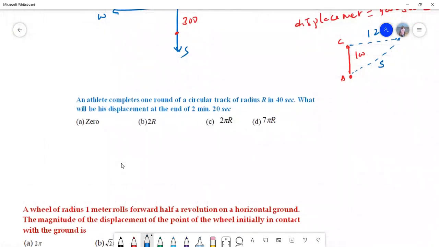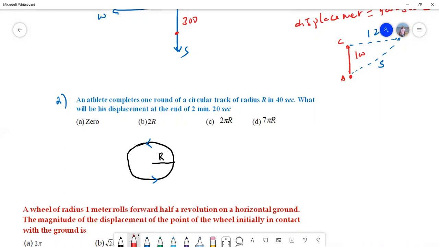This is question number 2. An athlete completes one round of a circular track of radius r in 40 seconds. What will be his displacement at the end of 2 minutes 20 seconds? So let's take a circle here and let's take r as the radius. He's saying that an athlete completes one round in 40 seconds.